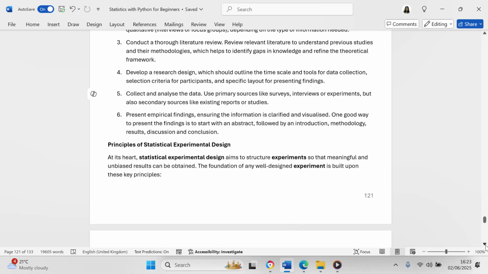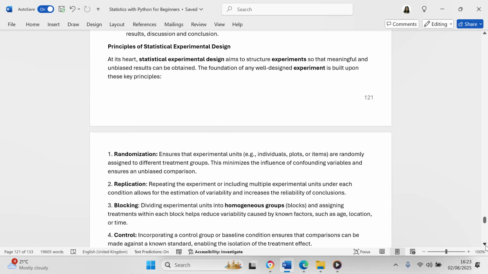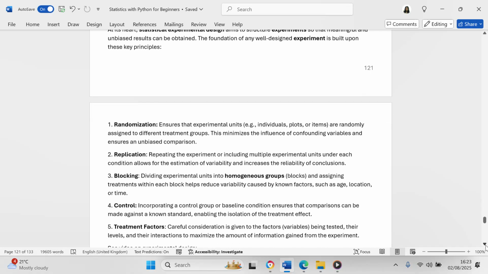So you've got some principles of statistical experimental design. At its heart, statistical experimental design aims to structure experiments so that meaningful and unbiased results can be obtained. The foundation of any well-designed experiment is built upon these principles.